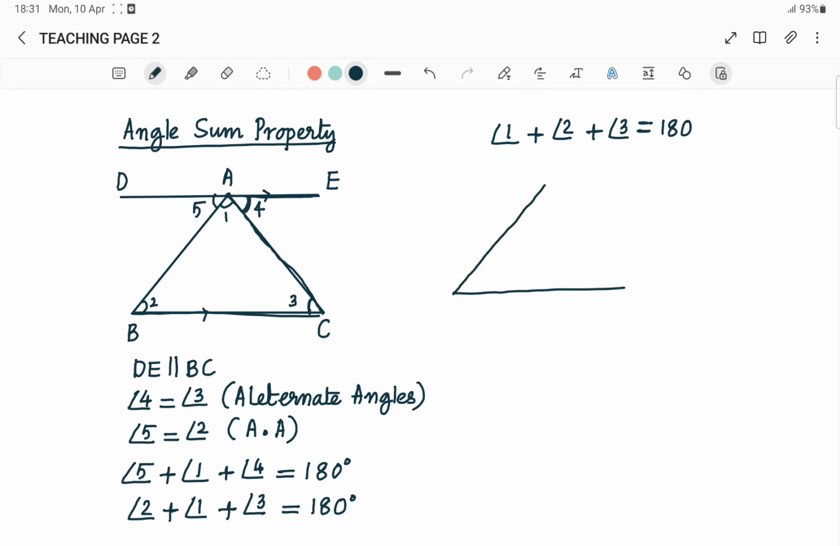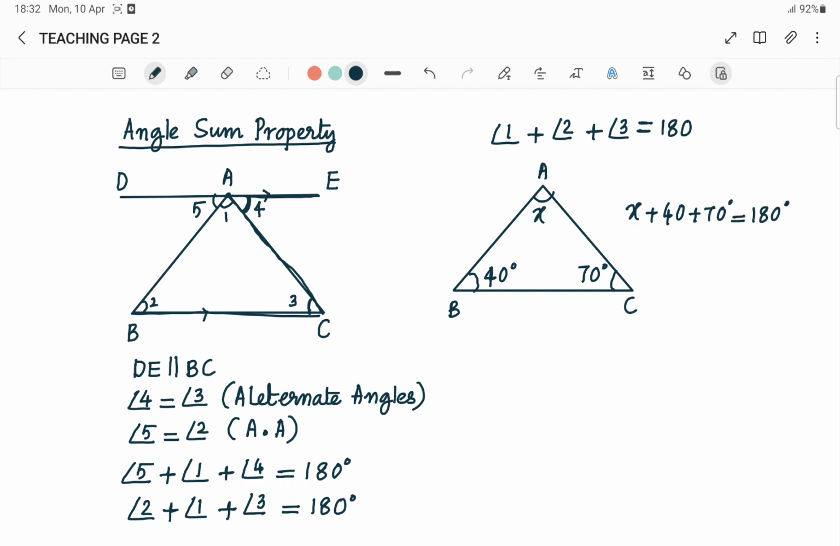Okay, now we'll see one small application. Suppose in a triangle two angles are given. Suppose this is 40 degrees, this is 70 degrees. Find the missing angle. Using this property, I can write x plus 40 plus 70 must be equal to 180 degrees. So x plus 110 degrees must be equal to 180 degrees. So x will be equal to 70 degrees.